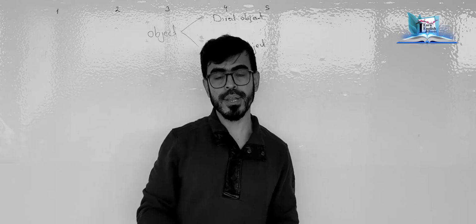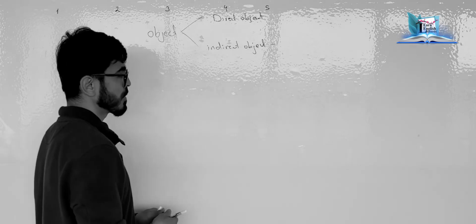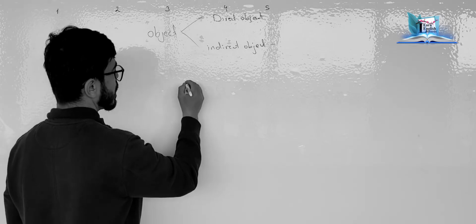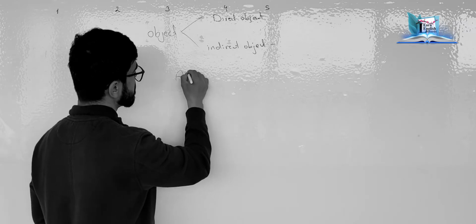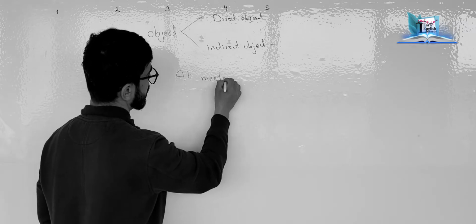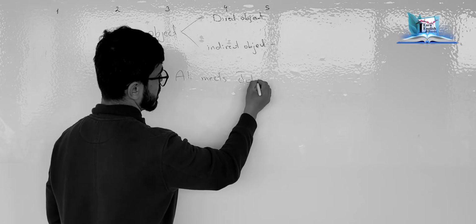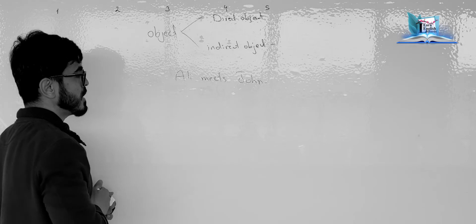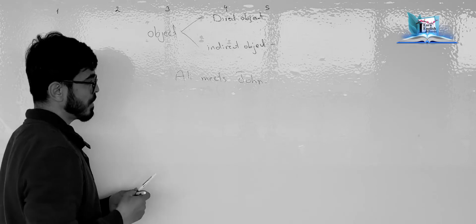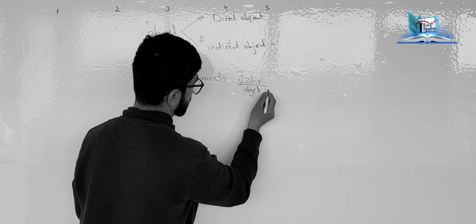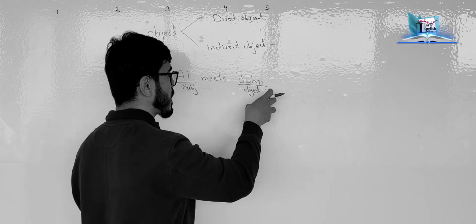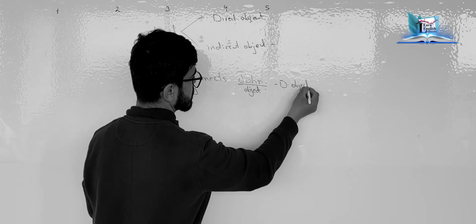Let's see what is direct and indirect object. Now let me give you an example. The example is, as the old one, Ali meets John. In this example, as you can see, we have got two nouns. So this one is subject and this one is the object. So if it is the object, so what kind of object is this? This is called direct object. Okay?